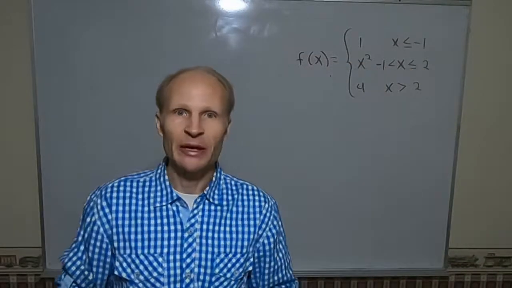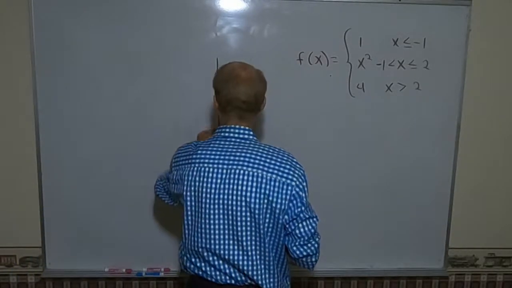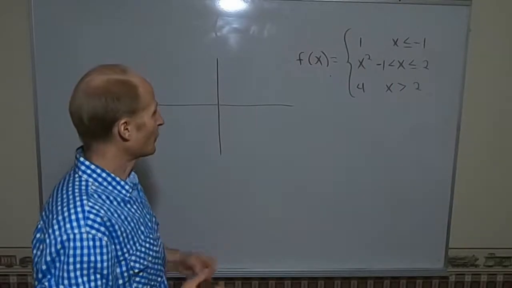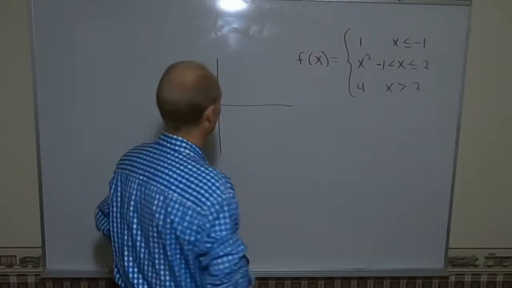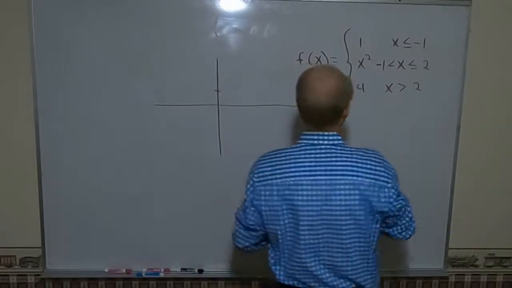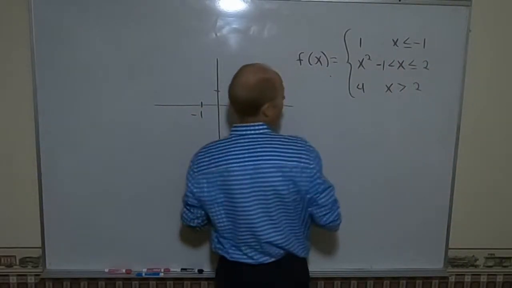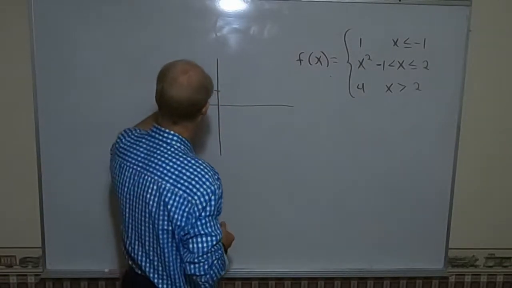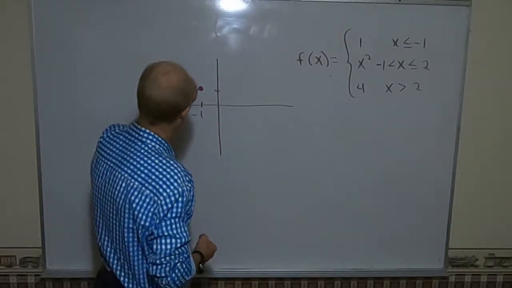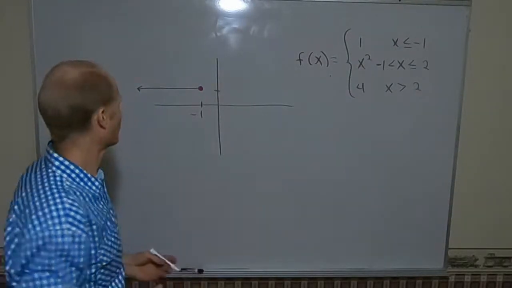Now that I've got my function and my domains listed out, let's go ahead and graph this. First function is just a flat line, y equals 1. So on the y-axis, it's going to come up 1 unit. And again, it only goes from negative infinity up to negative 1. So when x equals negative 1, this function ceases to exist. All right, so I'm going to draw a solid dot because it can equal negative 1. And this is just a flat line that goes off to negative infinity.